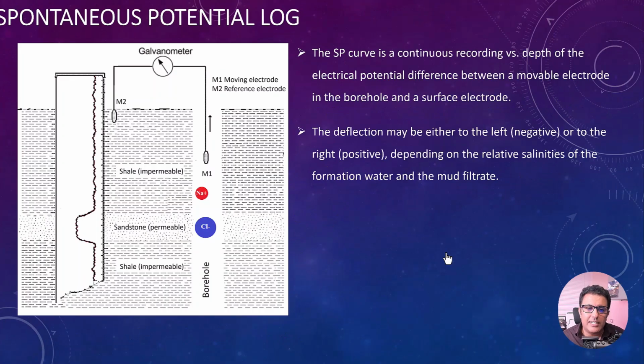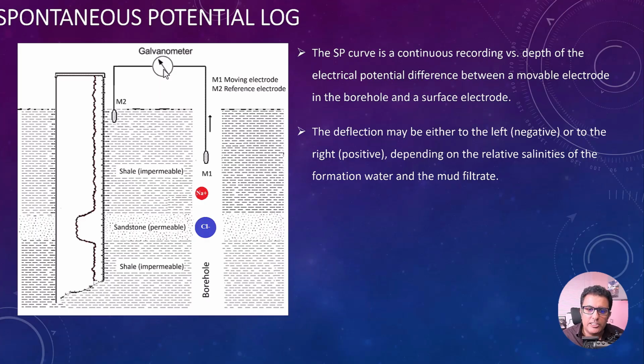Okay, now let's go and learn about the spontaneous potential and how it works. As you see here, for spontaneous potential, the principle is very simple. So what we have is 2 electrodes. One of them is fixed on the surface, and the other one moves along the borehole. So we have two different electrodes, and these electrodes are connected to a voltmeter. So what we are doing here, we measure the change of the potential along the borehole wall with respect to a fixed point on the surface.